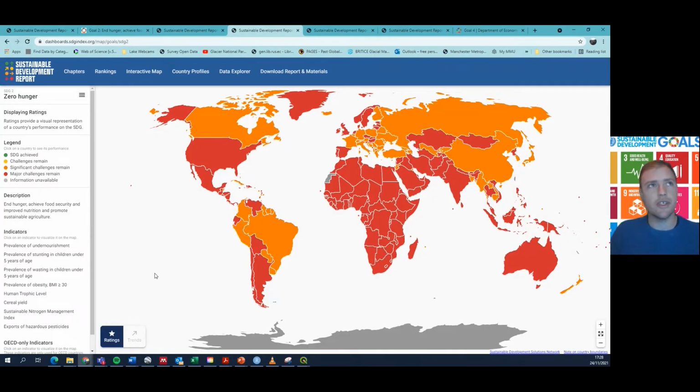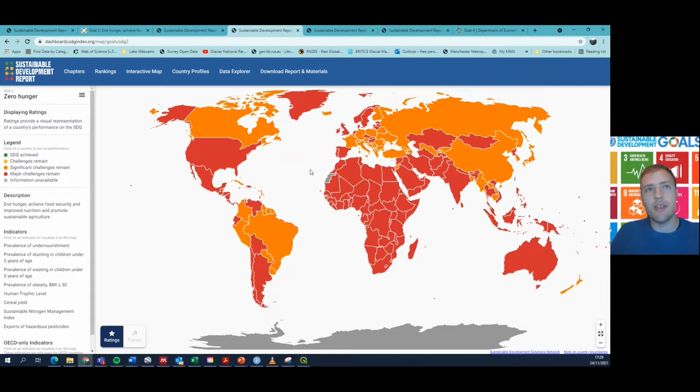So another way we can look at this is the Sustainable Development Report, which we can find as an interactive map online. And this shows us how each country that we've got data for is doing towards the goal. And that's from green to red, from the SDG achieved to major challenges remain. And this is the map for the whole of SDG 2 of Zero Hunger. And you can see it's not the most positive map. We've got a lot of places where major challenges remain, and the rest are mainly places where significant challenges remain.